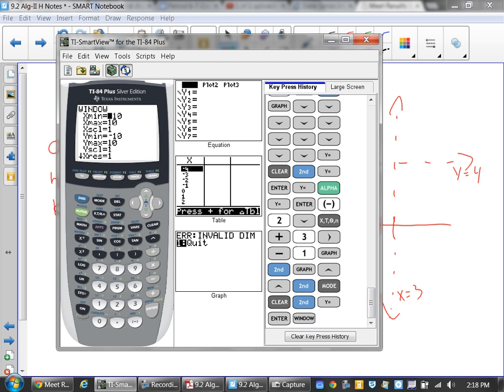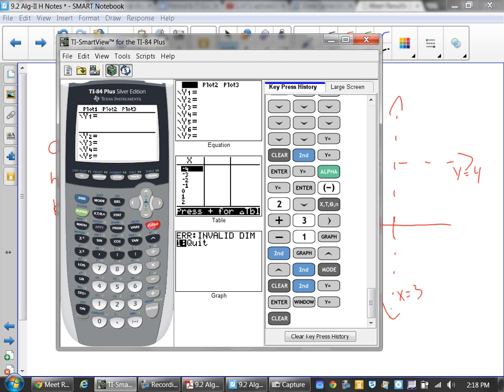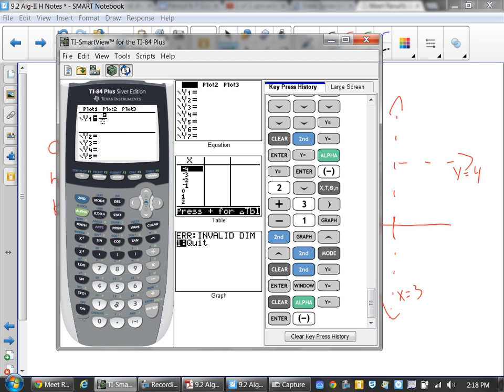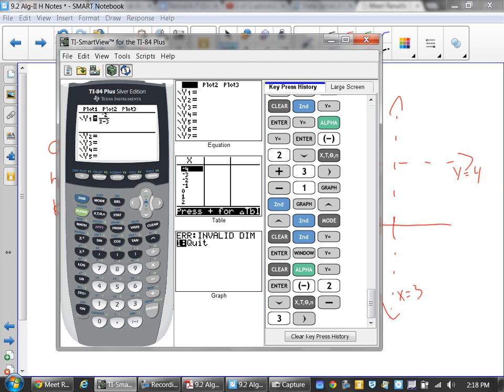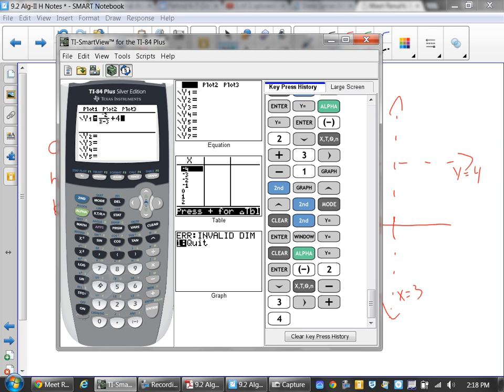So now we're just going back to our y equals, and we're going to put in the function we just had, this rational expression. And remember how to create a fraction? Alpha y equals. Very good. We do alpha y equals, and what was it? Negative 2 over x minus 3. And then move to the right to get out of the fraction bar, plus 4, and hit graph. And you get that. Hey, it looks like a street.